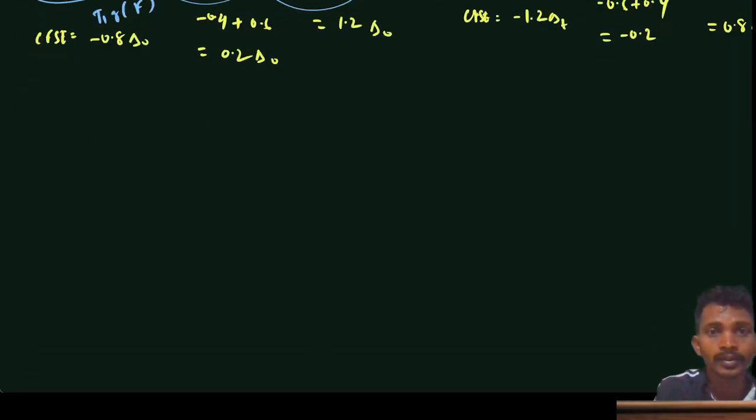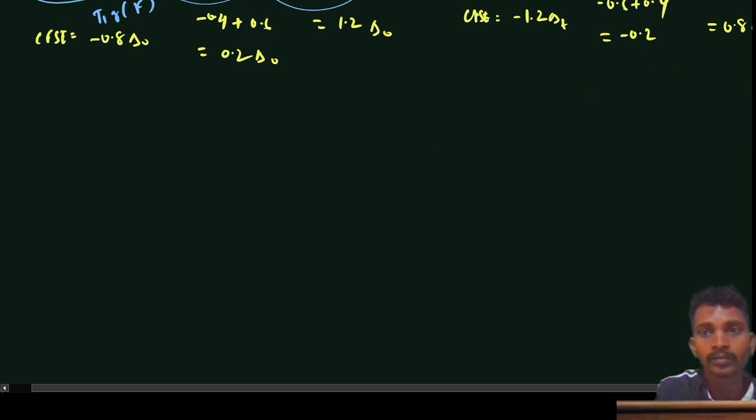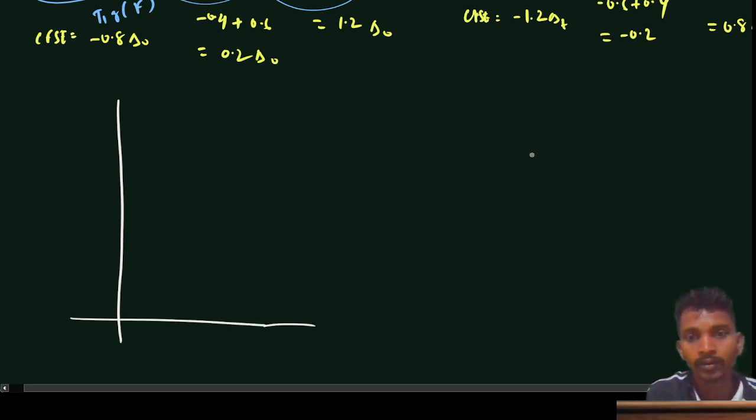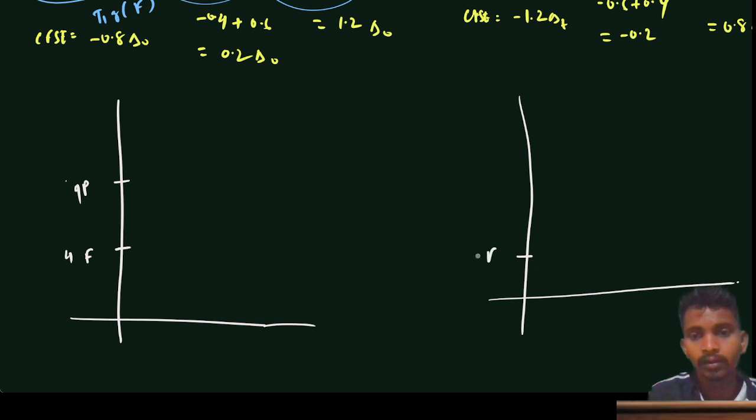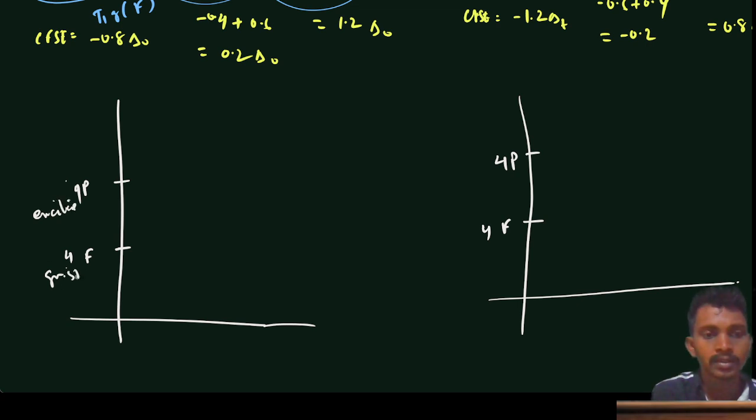So let's draw the Orgel diagrams. Okay, for here first is F for, another is P for. Here also F for, another is for P. Okay, this is the ground state, and this is the excited state. This is the ground state, this is the ground state, this is the excited state.